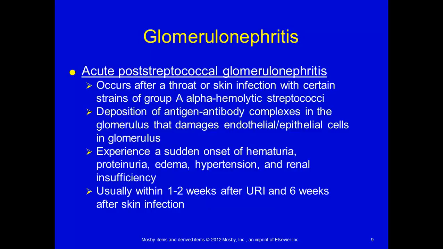acute post-streptococcal glomerular nephritis. Now, this is your classic stereotypical glomerular nephritis that occurs post a streptococcal infection. So it occurs after usually a throat or skin infection with specific strains of strep bacteria. But what you see, and the patho of this, remember I said it is associated with an abnormal immune response. So it's associated with deposition of antigen-antibody complexes in the glomerulus that damages the endothelial cells in that glomerulus.